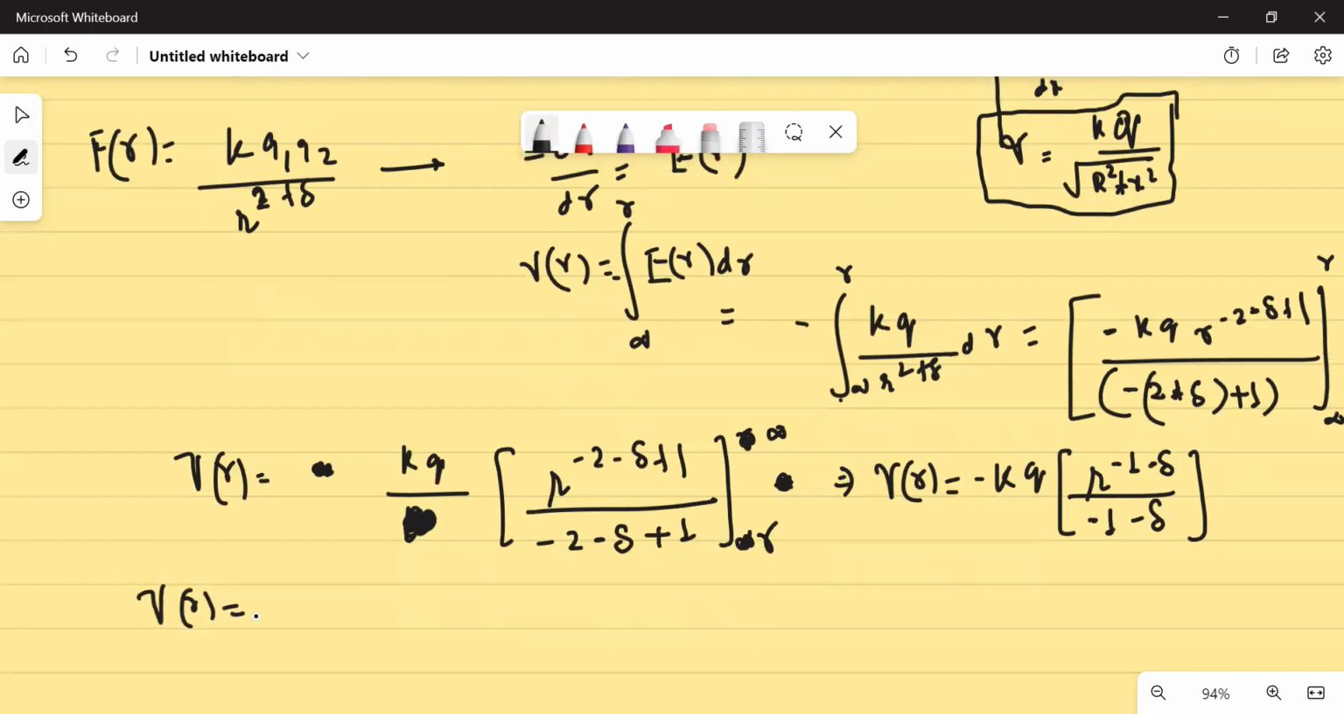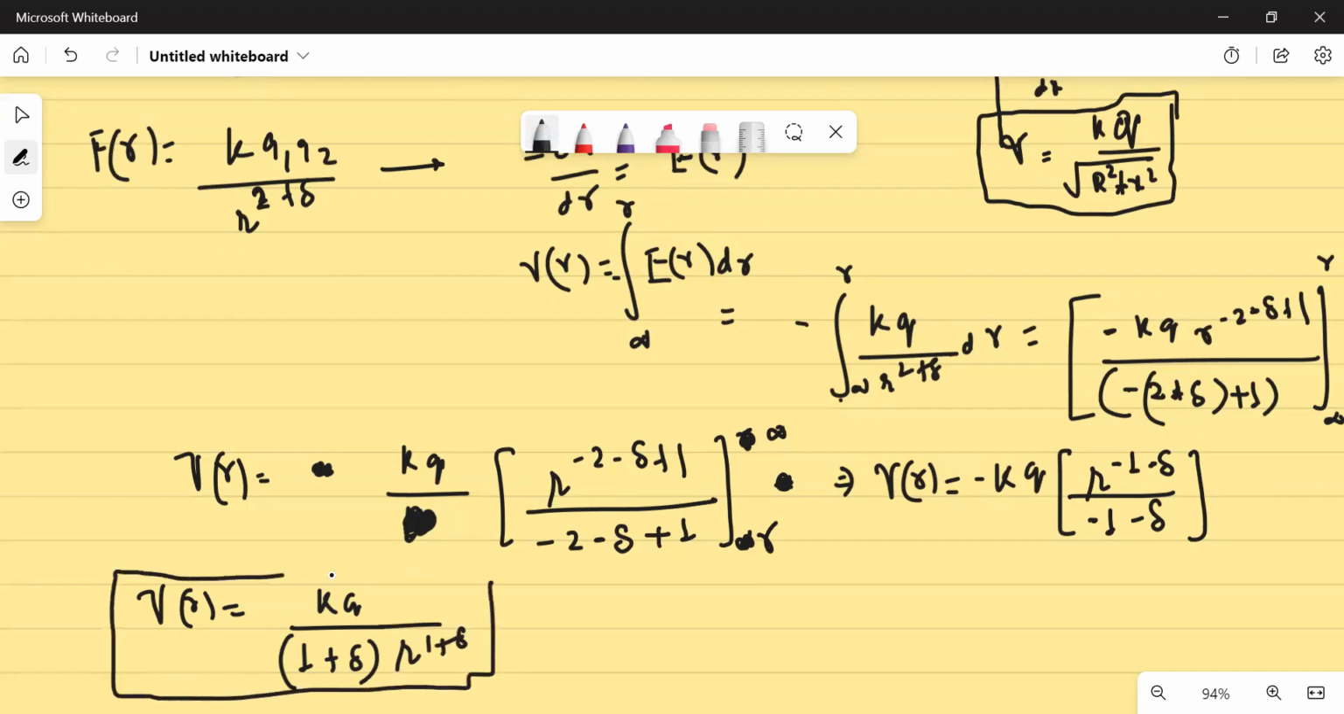So potential as a function of r, you will get kq upon 1 plus delta, and then you have r to the power 1 plus delta. So this is what you will get. So your potential as a function of r is kq upon (1 plus delta) r to the power 1 plus delta. Is that clear? I hope it is clear till now.